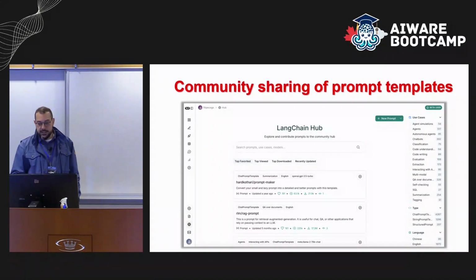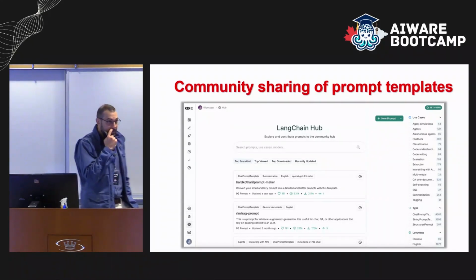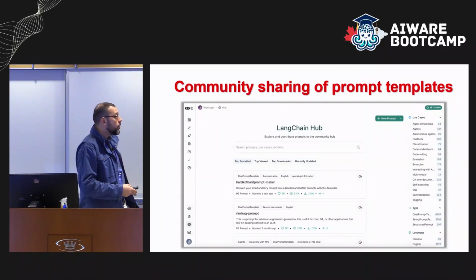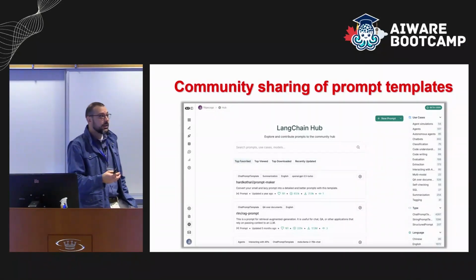And again, these prompts need to undergo a lot of management. So I'm just bringing here an example of what LangChain Hub is doing right now, just to illustrate the concerns that we have to have about these prompts, okay? So first of all, sharing, okay?